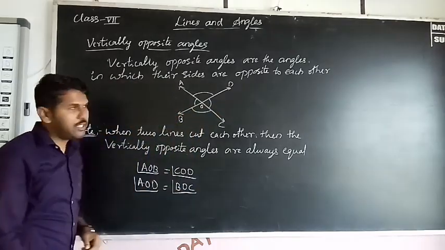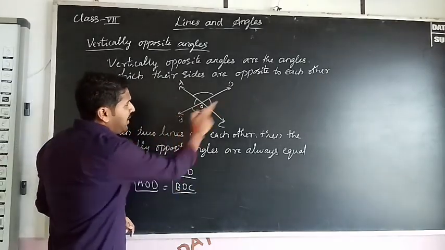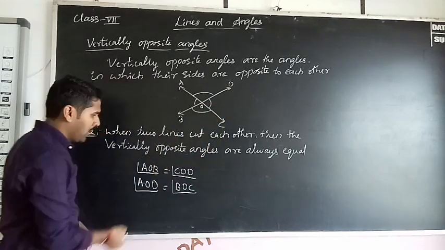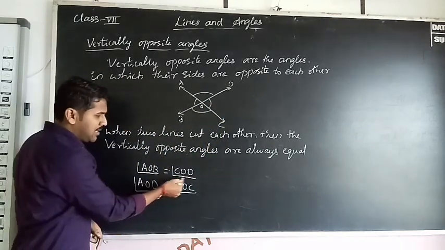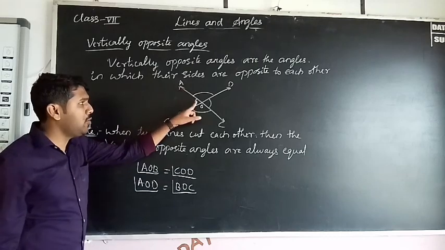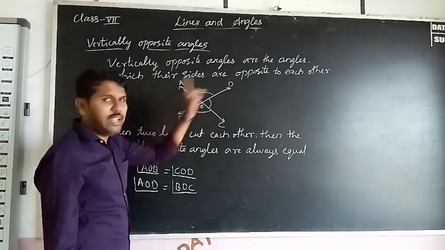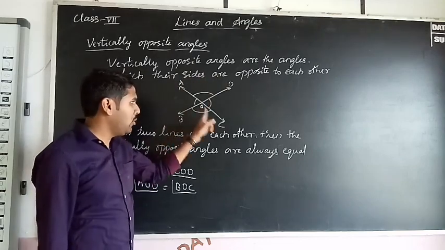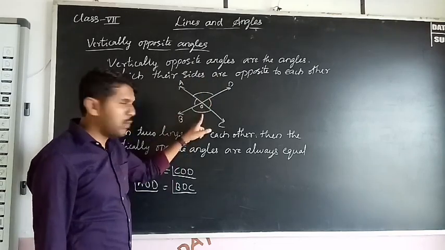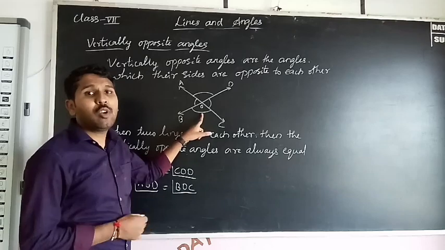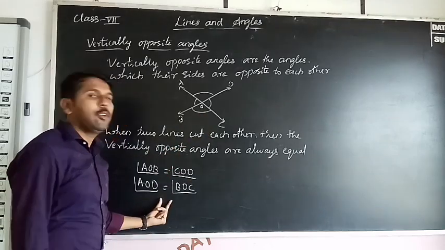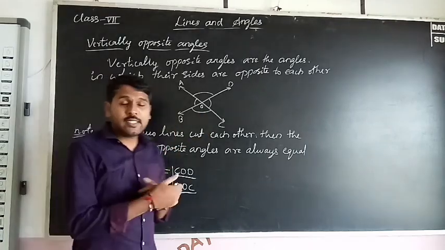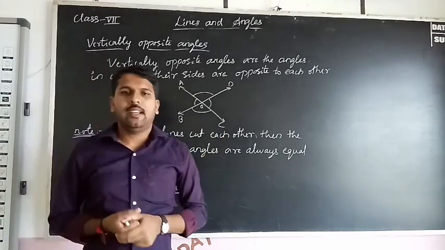So here the vertically opposite angles are AOB and COD. AOB equals COD. And another pair, AOD equals BOC. So these are vertically opposite angles, which means they are always equal. I hope you understand the concept of vertically opposite angles.